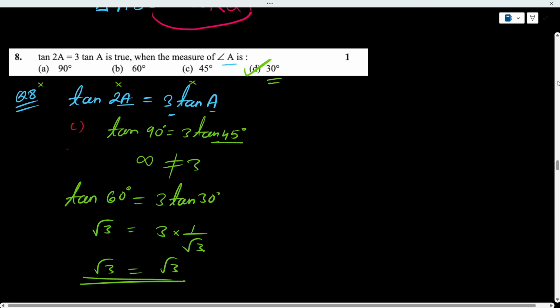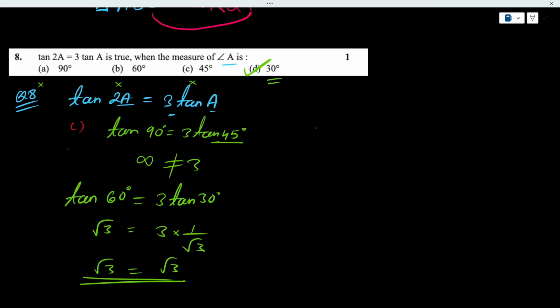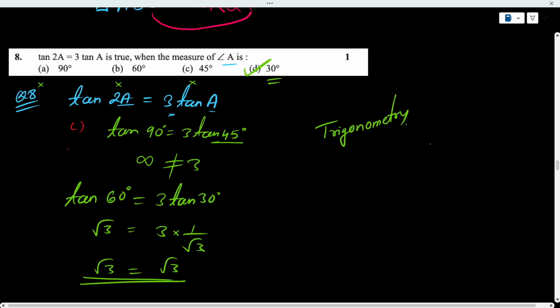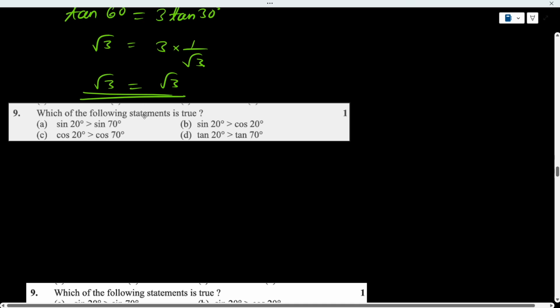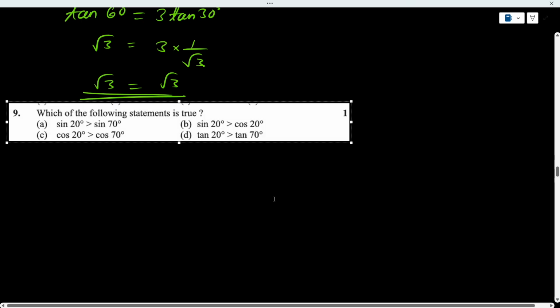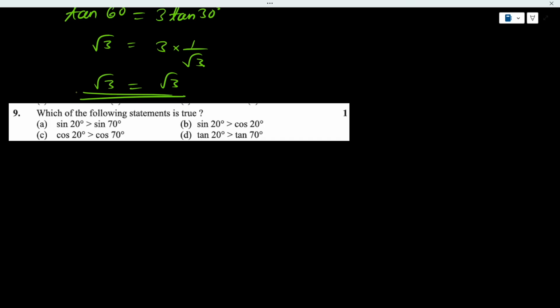Correct? Now let us go. This question is from Introduction to Trigonometry, your first chapter of trigonometry, right? Then let us go for the next question. What does it say here? Ninth question. Here again, this is also trigonometry, the first chapter, Introduction to Trigonometry. Now, what is given in this question? Question number 9, they are asking which of the following statements is true, correct?